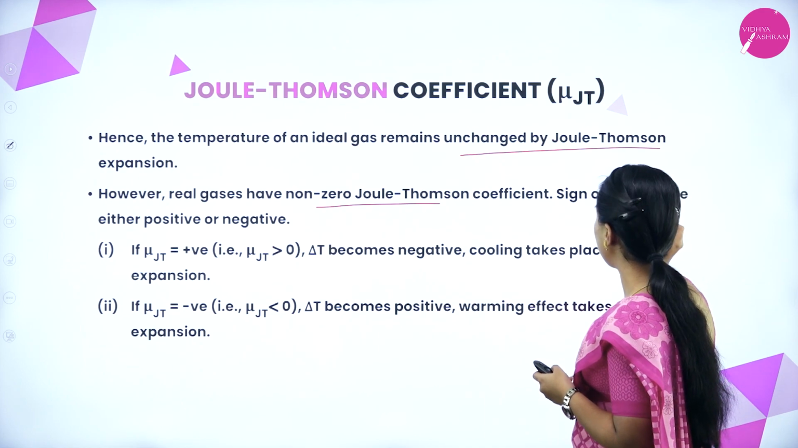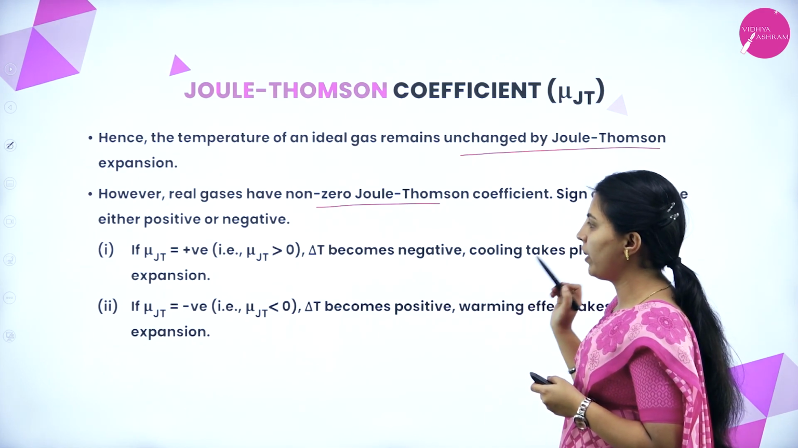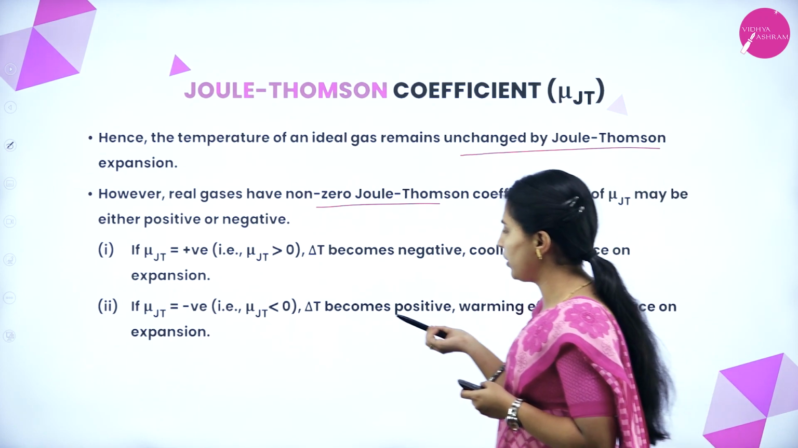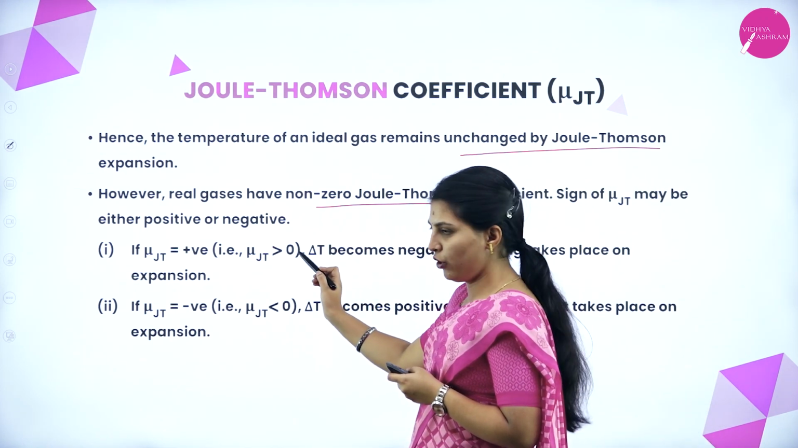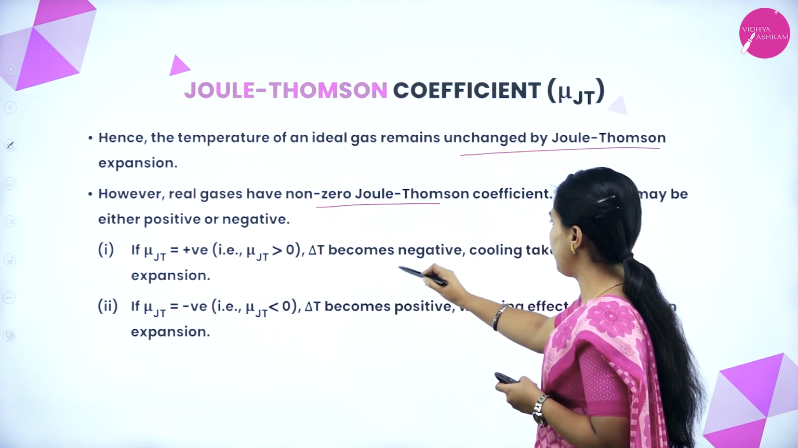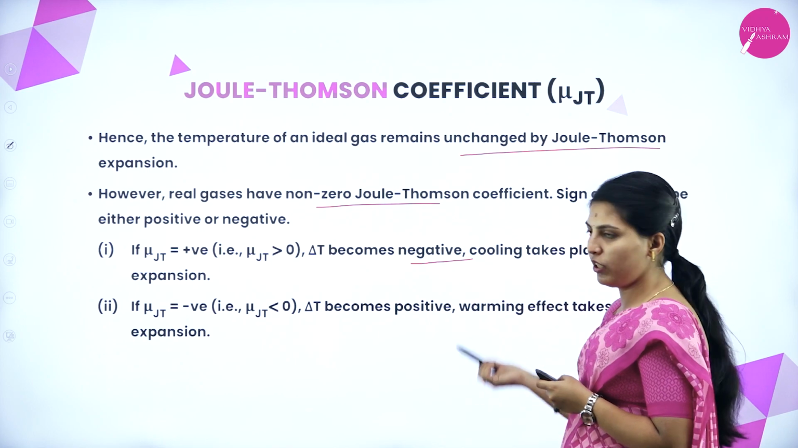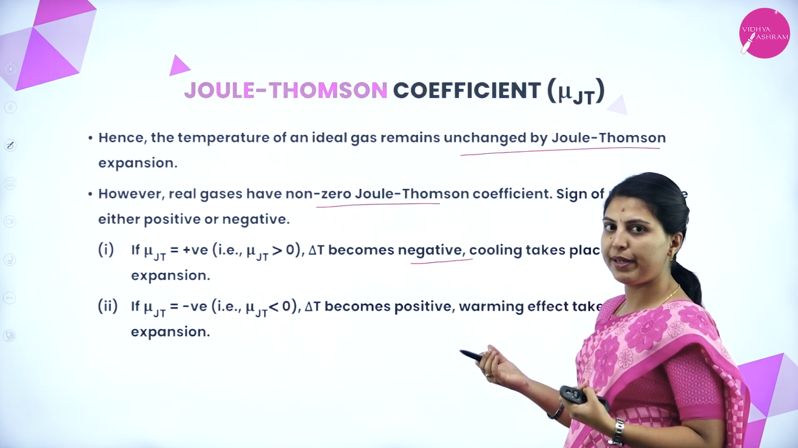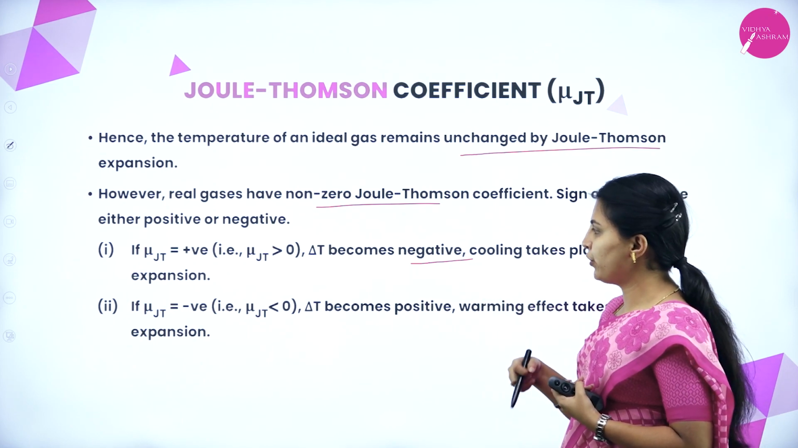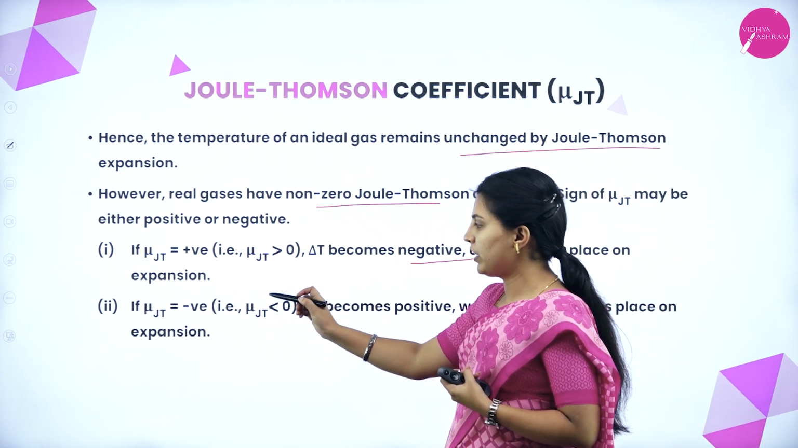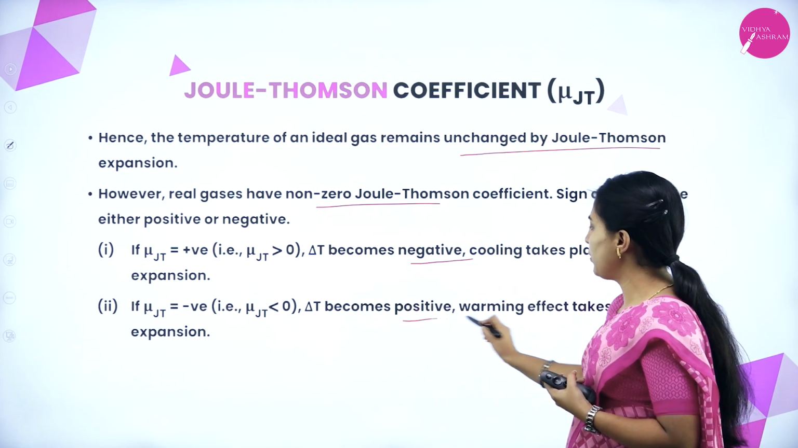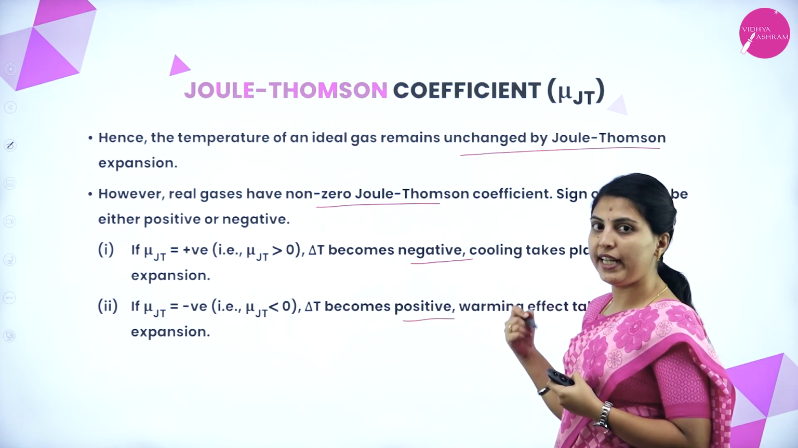The sign of mu JT may be either positive or negative. If it is positive, the coefficient is greater than 0, delta T becomes negative, and cooling takes place on expansion. Whenever the expansion takes place, the interaction of molecules also increases, and delta T becomes negative. If the coefficient is negative, that is lesser than 0, delta T becomes positive, and a warming effect takes place on expansion.